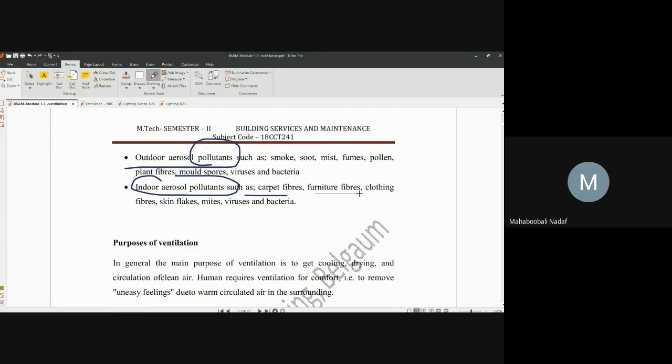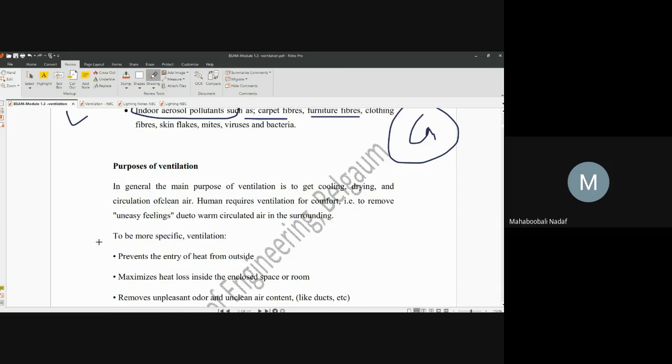Carpet fiber, furniture fibers, they are all in the condition of suspension. It comes a bit from physics into chemistry: suspended material, colloidal material. So all those things will be present inside a room which are not good for human health. So those things should also be removed. Okay, that is one thing.